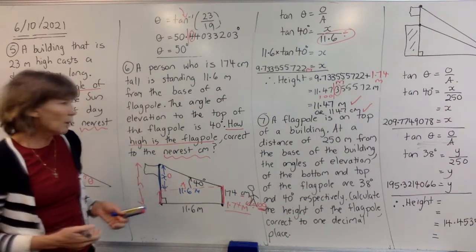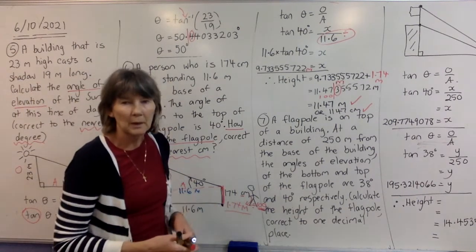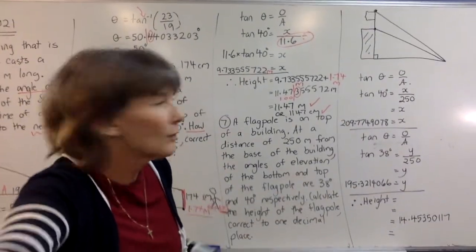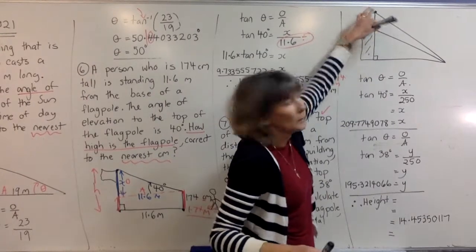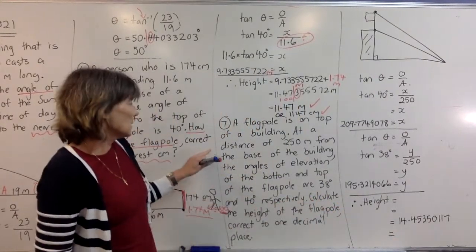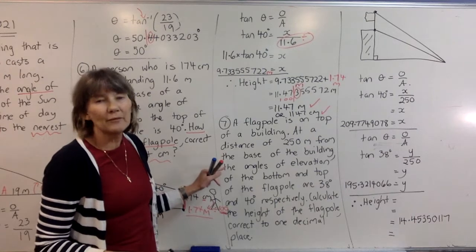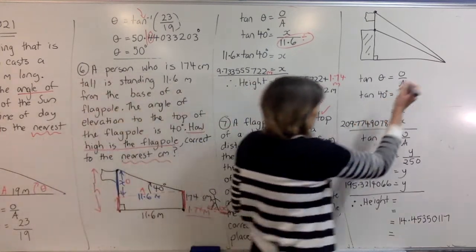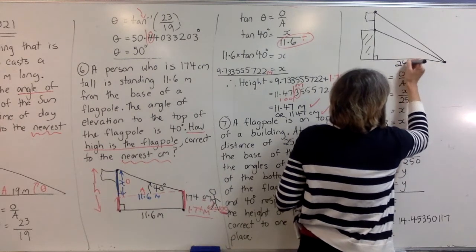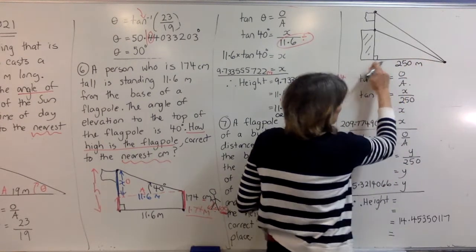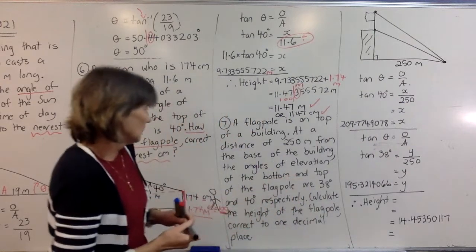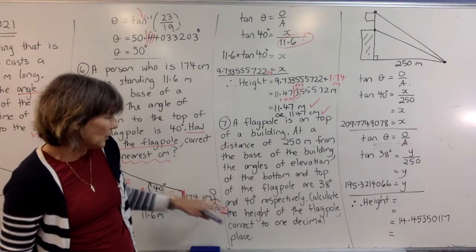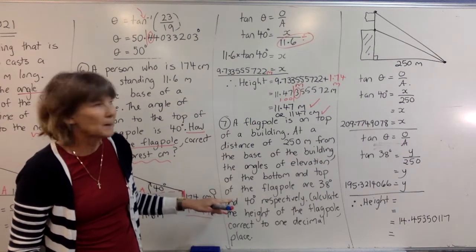We have a flagpole. It's on top of a building. Okay, so what I've drawn over here is the building itself and the flagpole on top of the building. Okay, so it says at a distance of 250 metres from the base of the building. All right, so here we are at a point 250 metres away from the base of the building. The angles of elevation of the bottom and top of the flagpole are 38 degrees and 40 degrees respectively.